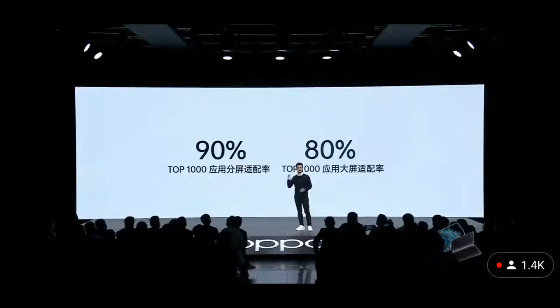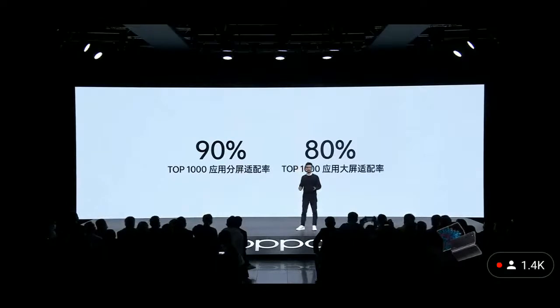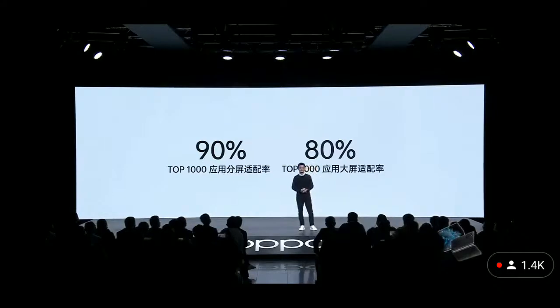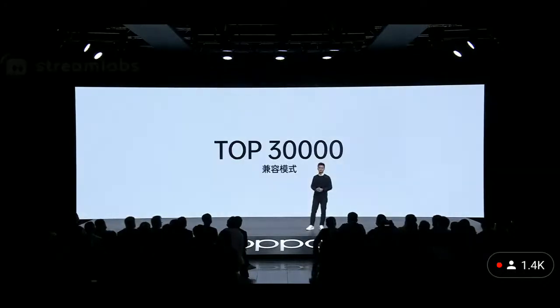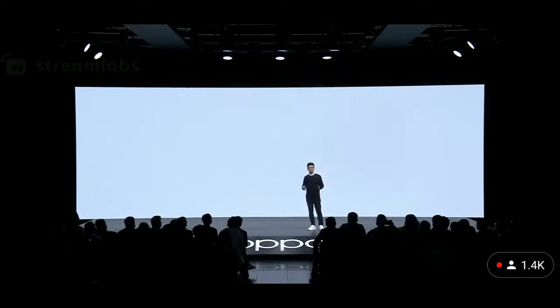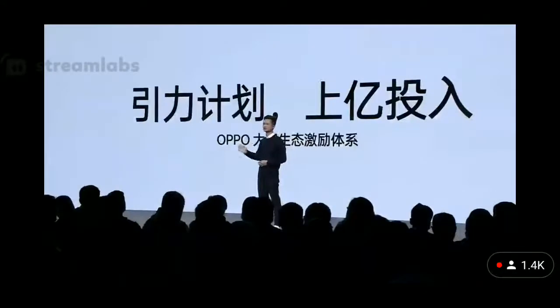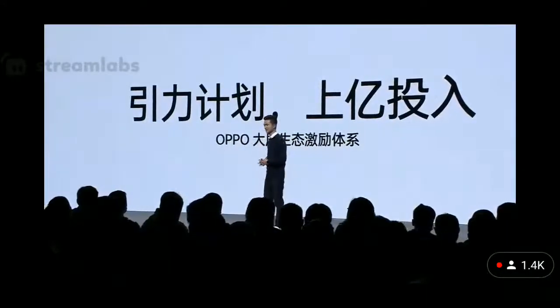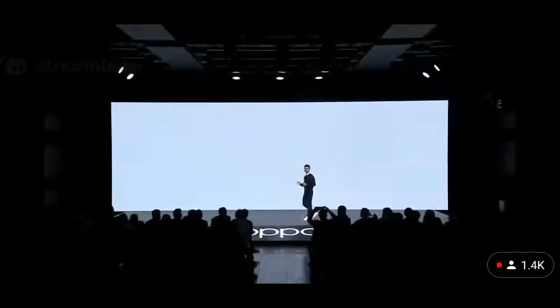We have also made a wider range of in-depth adaptation for the larger screen. The adaptation ratio among top 1,000 apps is 89%, so it's now 80%. So you can have the unprecedented immersion experience with most of the apps at the moment. Top 20 or even 30,000 apps, to create a better experience for users. We have set up Gravity Plan to provide hundreds of millions of yuan.